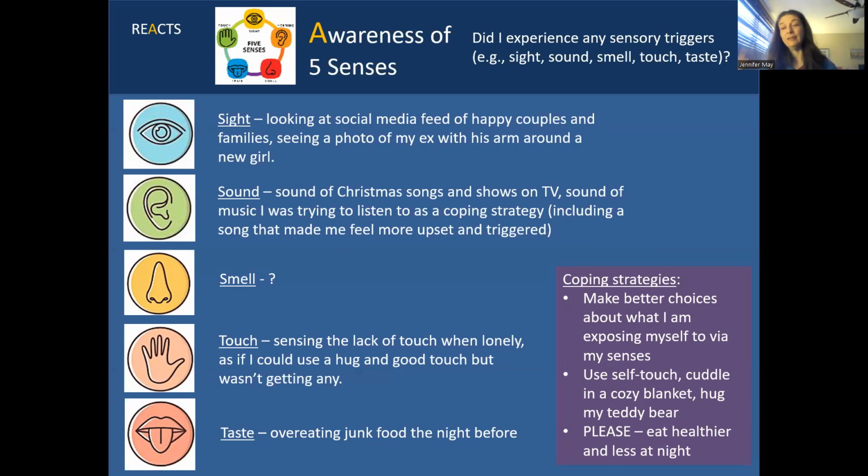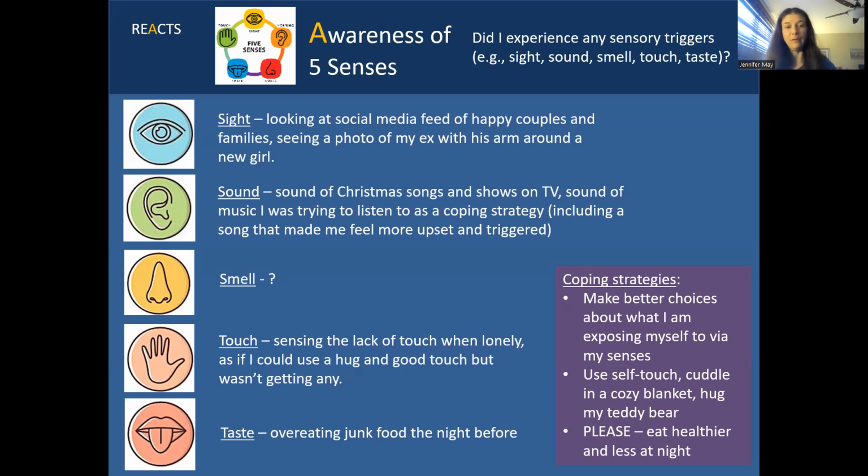All right, so some example coping strategies. So maybe make better choices about what I'm exposing myself to through my senses. So sometimes we just have to look at the triggering, the first piece here, like what am I even triggering myself with? Do I have to look at my social media feed? Do I have to watch happy people on TV and Christmas movies? Do I have to, you know, like eat the junk food? So maybe if I eliminate some of those original sources of those sensory experiences, it would be a little bit better.